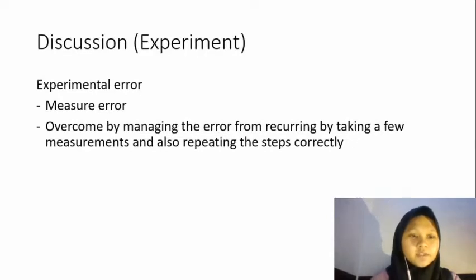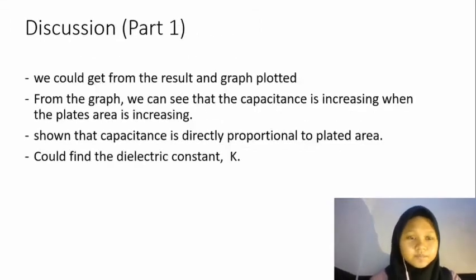The experimental error in this experiment is measurement error, but this experimental error was overcome by preventing the error from recurring, by taking a few measurements and also repeating the steps correctly. Okay, from the discussion of this experiment, for part 1, we could get the result and the graph plotted.